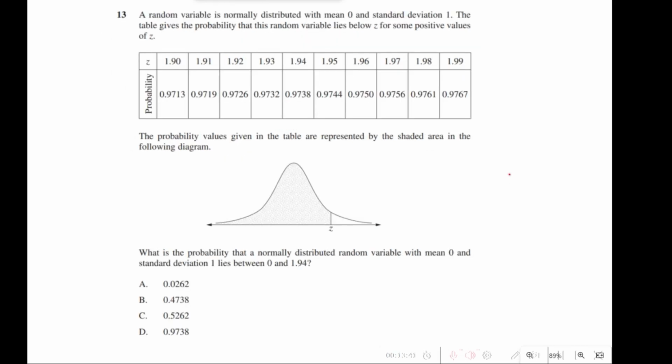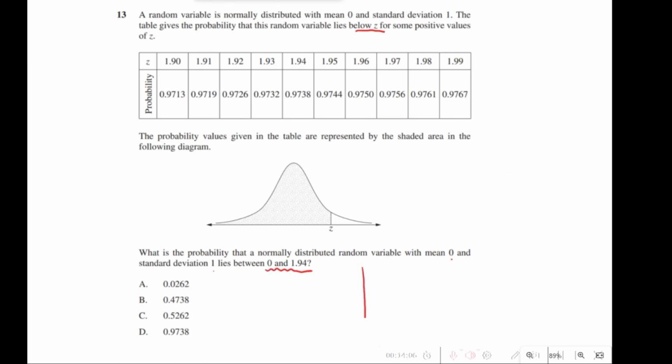A random variable is normally distributed with the mean of 0 and standard deviation of 1. The table gives the probability that this random variable lies below z for some positive values of z. So the probability values given in the table are represented by the shaded area. What is the probability that a normally distributed variable with a mean of 0 and a standard deviation of 1 lies between 0 and 1.49?